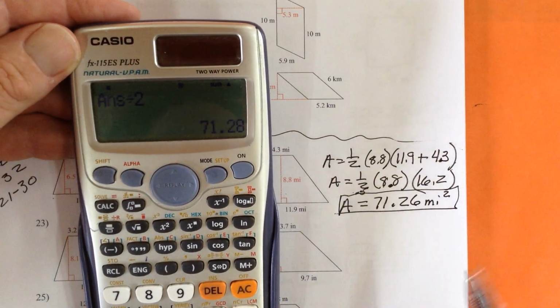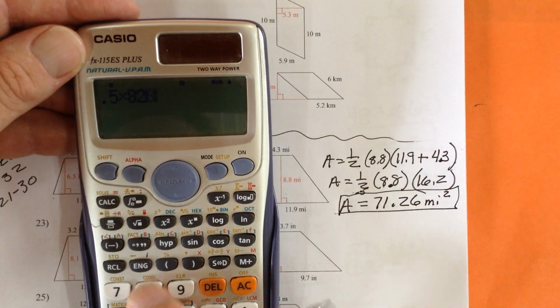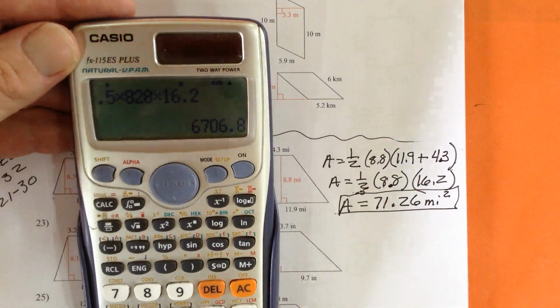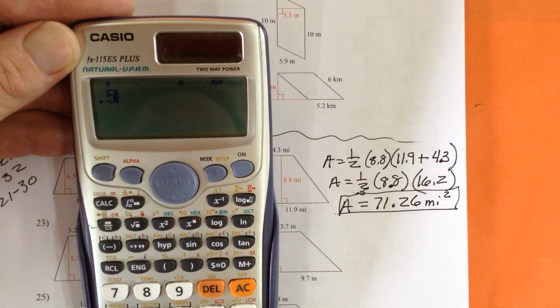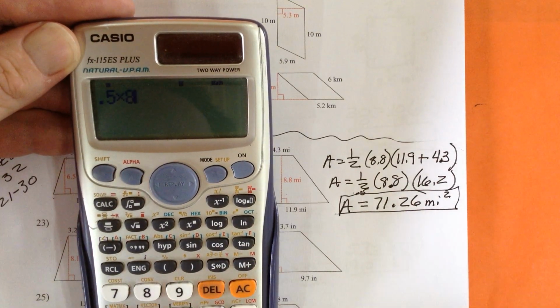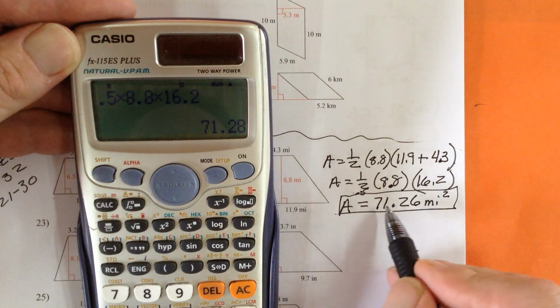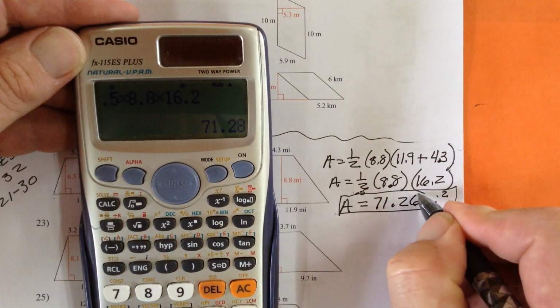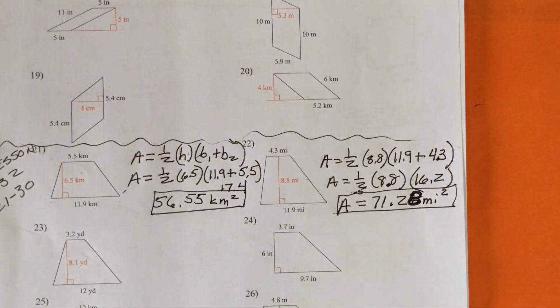71.28. Now I have to check it the other way. 0.5 times 8.8 times 16.2 equals, oh, that's even worse. 0.5 times 8.8 times 16.2 equals 71.28. Yeah, so I just read it wrong on the calculator the first time.